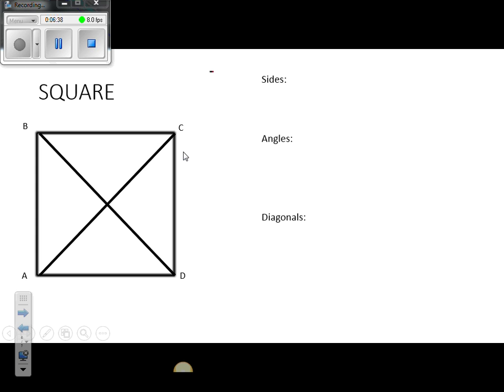Okay, square. All the sides are congruent or equal. So we have BC, CD, AD, BA. They're all congruent. That's what that means. The opposite sides are parallel. Okay, so parallel, parallel. CD is parallel to BA.